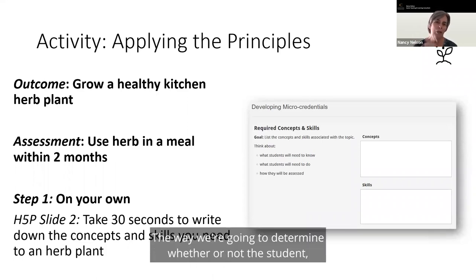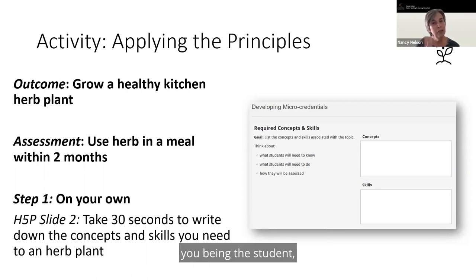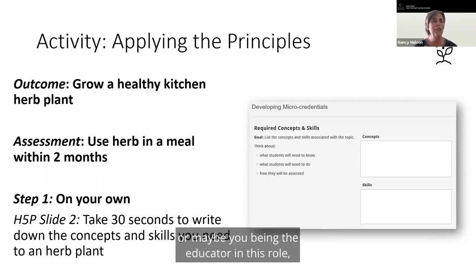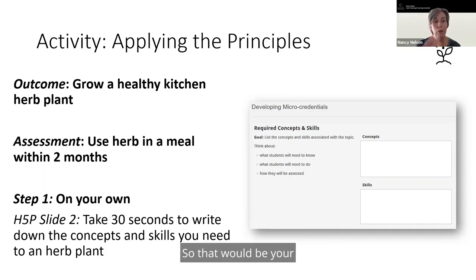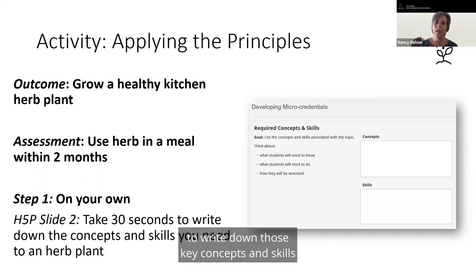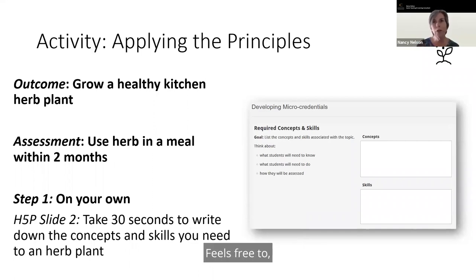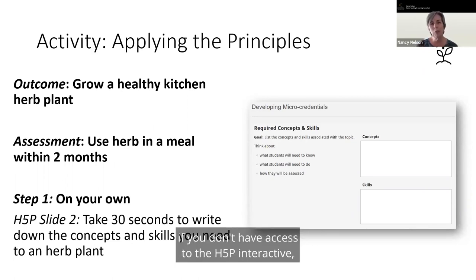The way we're going to determine whether or not the student, you being the student, or maybe you being the educator in this role, has mastered this concept, is to be able to use that herb in a meal sometime within the next 2 months. So that would be your deliverable. So on that first slide, I'm going to give you 30 seconds to write down those key concepts and skills you think every student should need to have. Feel free to, if you don't have access to the H5P interactive or you would prefer to use a piece of paper, go right ahead.